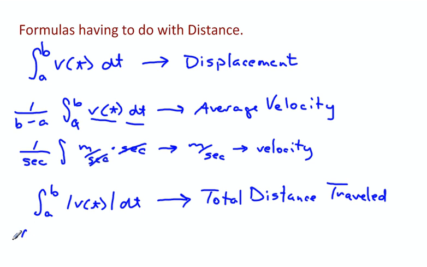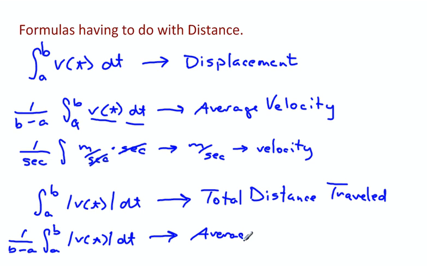Let's consider one other formula. What if I did this? 1 over b minus a, the integral from a to b of the absolute value of velocity dt. Now this is obviously an average again, but this wouldn't be average velocity because we no longer have signs. This is going to give us our average speed, because speed is the magnitude of velocity.